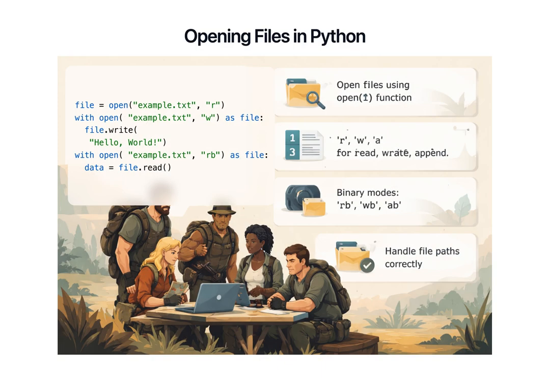In Python, use the open function to access files. Different modes like r, w, and a allow you to read, write, or append data. For binary files, use rb, wb, or ab. Ensure file paths are correctly specified.